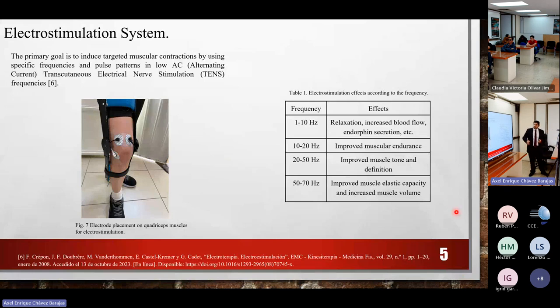As we can see in this table, we can view different frequencies and effects. And in this case, our target is for the electrostimulation system to have a frequency of around 1 to 10 hertz. And the effect of this frequency is muscle relaxing.